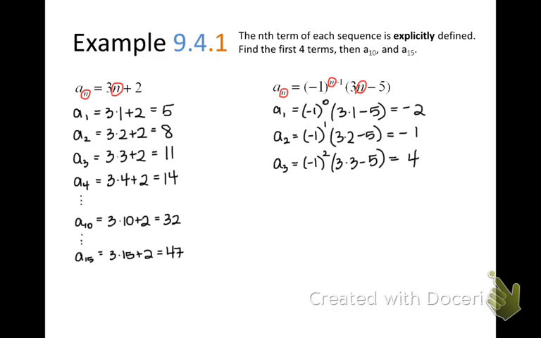And the fourth term, -1 to the 4 minus 1 will be cubed, and then 3 times 4 minus 5. So that equals 7, and then do I give it a negative? Yes, because -1 cubed does retain the negative, so -7.